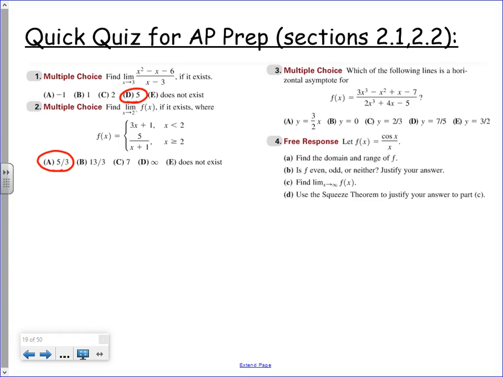Okay, now you're back. What did you guys get as your final answers? E. E, good. Domain and range: x cannot equal 0. And then all real numbers.